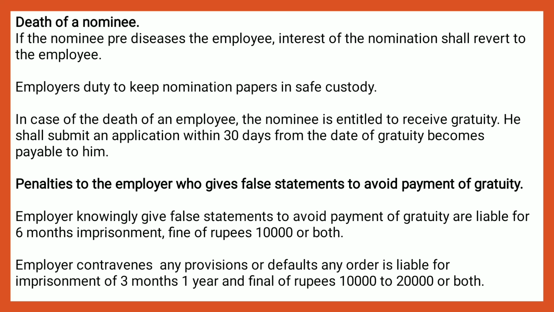Penalties for an employer who gives a false statement to avoid payment of gratuity. An employer who knowingly gives a false statement to avoid payment of gratuity is liable for 6 months imprisonment or a fine of rupees 10,000 or both. Or an employer who contravenes any provisions or defaults any order is liable to imprisonment of 3 months to 1 year and a fine of rupees 10,000 to 20,000 or both.